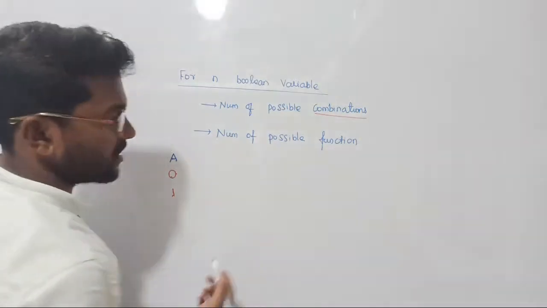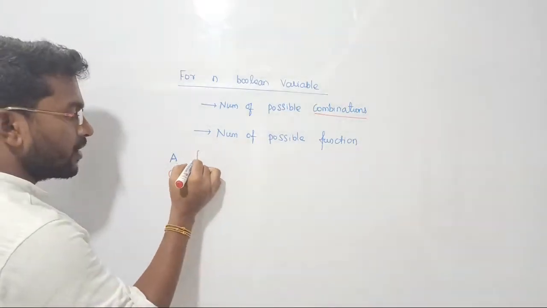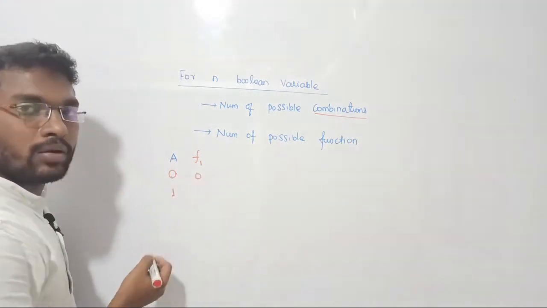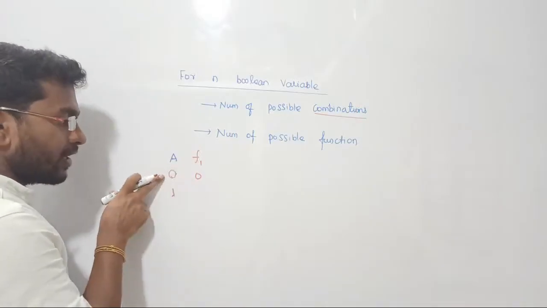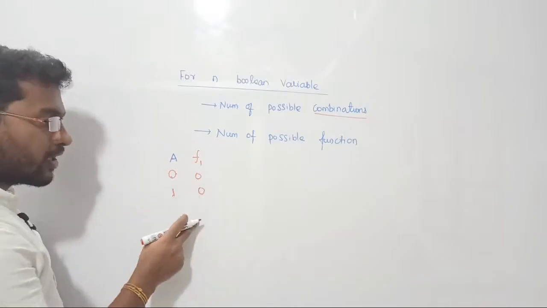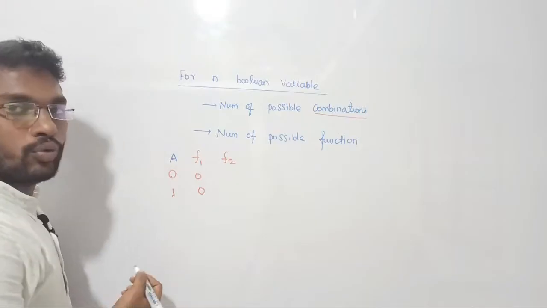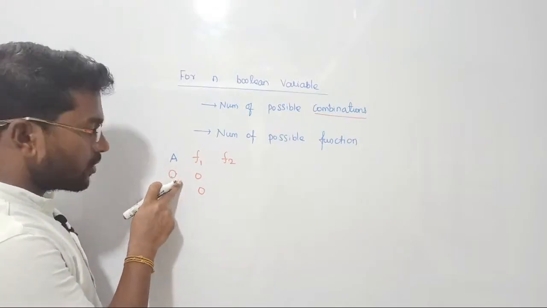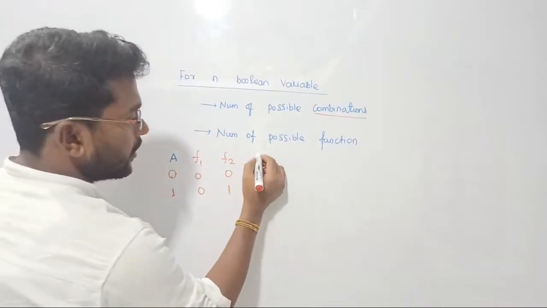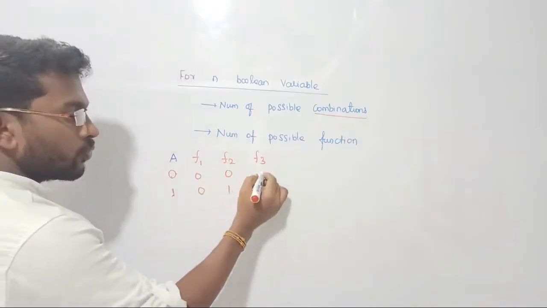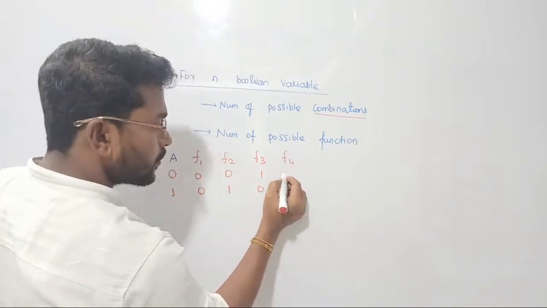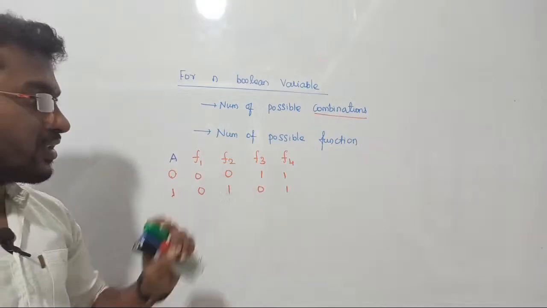What about the correspondent functions? Let me write its correspondent output. While giving 0, your output might be 0 or your output might be 1. There are two possibilities. Let us see. While giving 0, output might be 0 and while giving 1, output might be 0. There are two possibilities, right? Second case, F2, while giving 0, output might be 0 and while giving 1, output might be 1. So the third function, while giving 0, output might be 1, and this might be 0. Fourth possibility, while giving 0, this might be 1, this one also might be 1. So we have seen there are four possible functions.